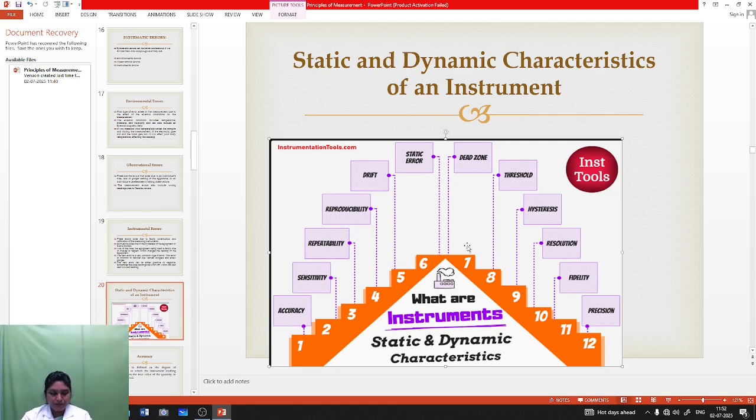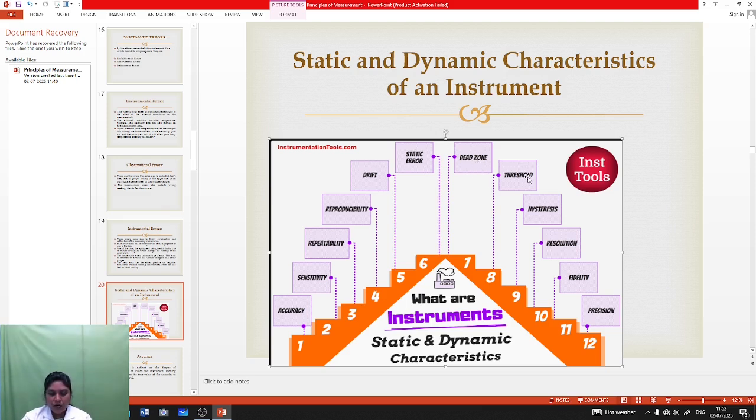Dead zone. In some instruments it is possible that until the input increases beyond a certain value, the output does not change. So for a certain range of input values, there will be no change in the output. This range of input, to which the instrument does not respond, is called a dead zone.